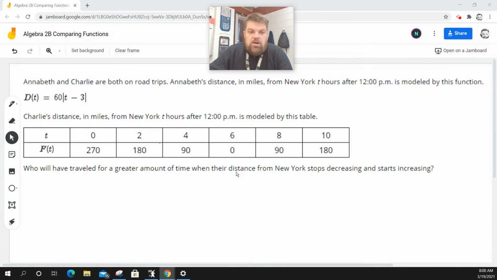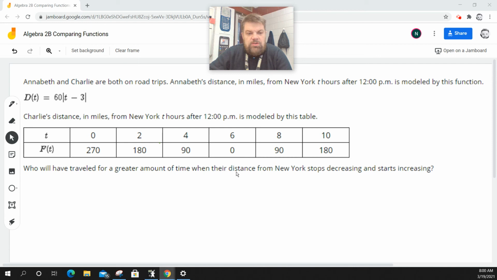Annabelle and Charlie are both on road trips. Not Annabelle, Annabeth. Annabeth's distance in miles from New York t hours after 12 p.m. is modeled by the function d of t is equal to 60 times the absolute value of t minus 3. Charlie's distance in miles from New York t hours after 12 p.m. is modeled by this table.